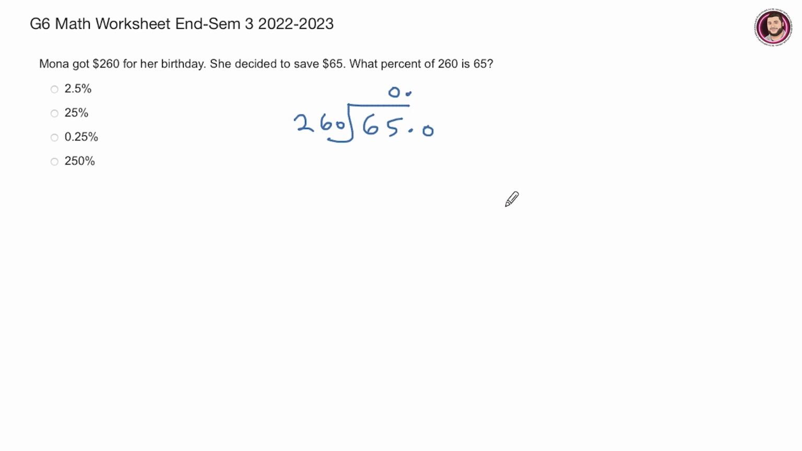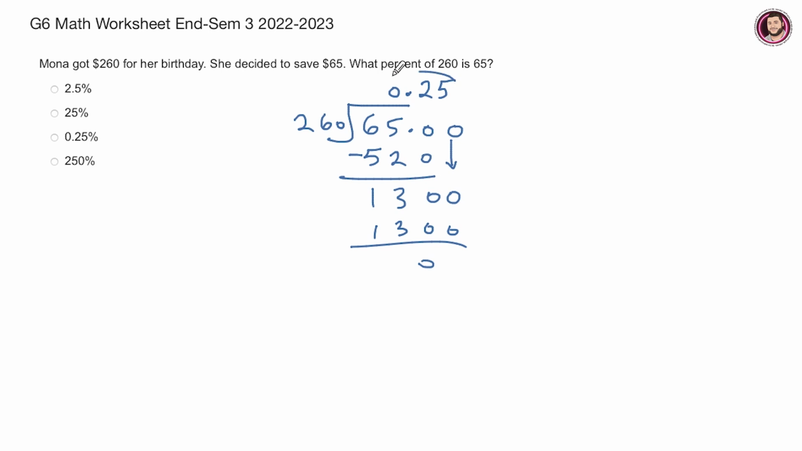Now 650 divided by 260 has 2. 2 times 260 is 520. Subtract, it will be 130. Still we have a remainder, so put another 0 down. Now we have 1300 divided by 260, which equals 5. 5 multiplied by 260 equals 1300. So the answer is 0.25. How can I write it as a percent? Multiply by 100. So move the point to the right 2 places, it would be 25%, which is the second choice.